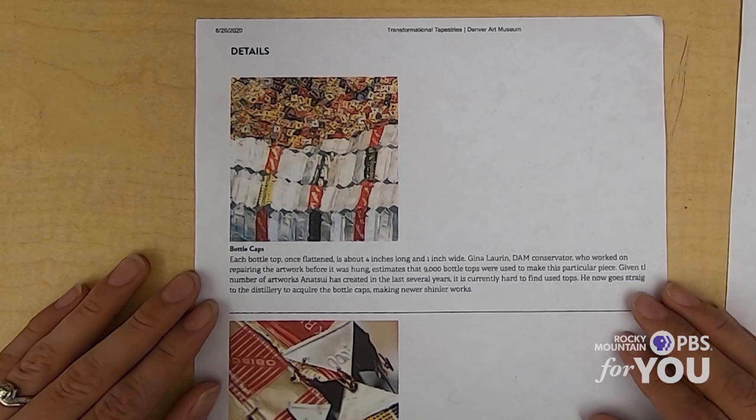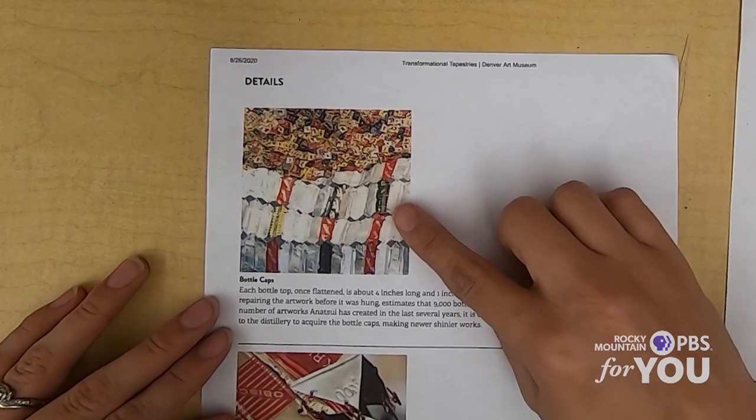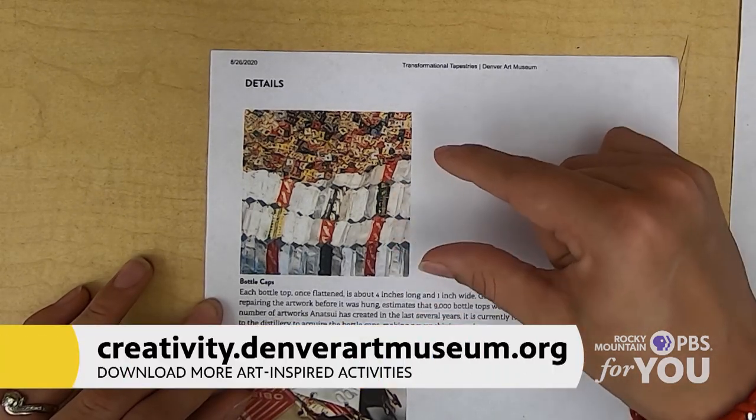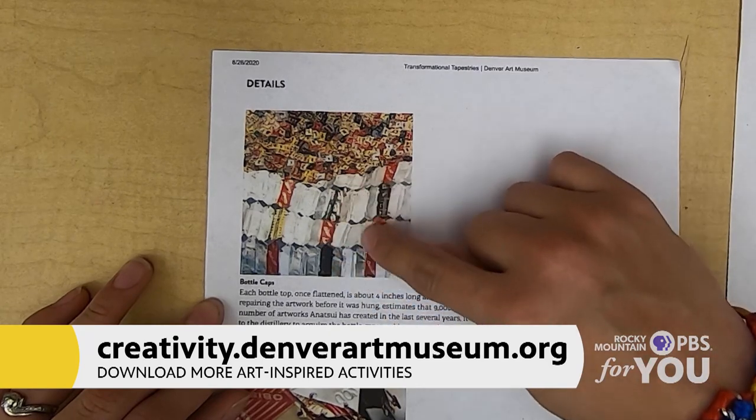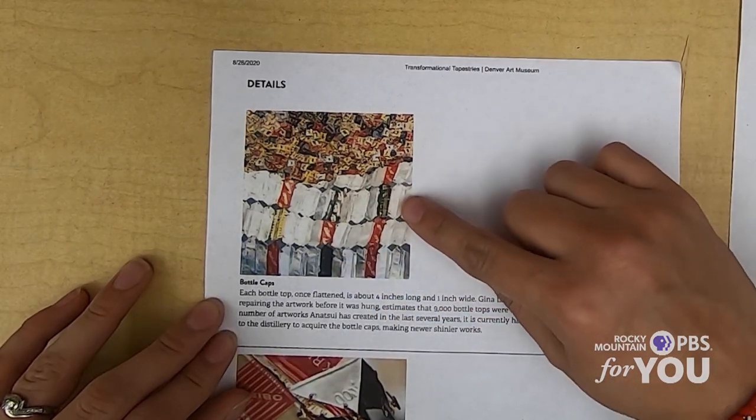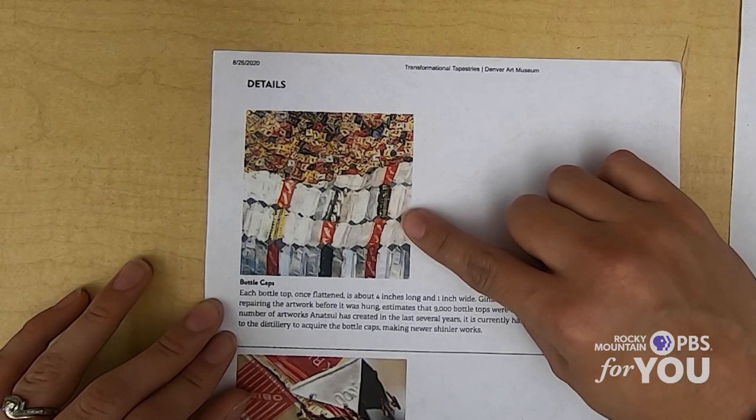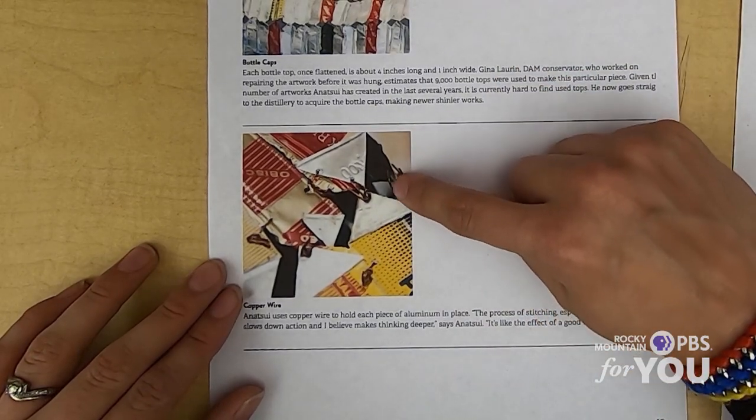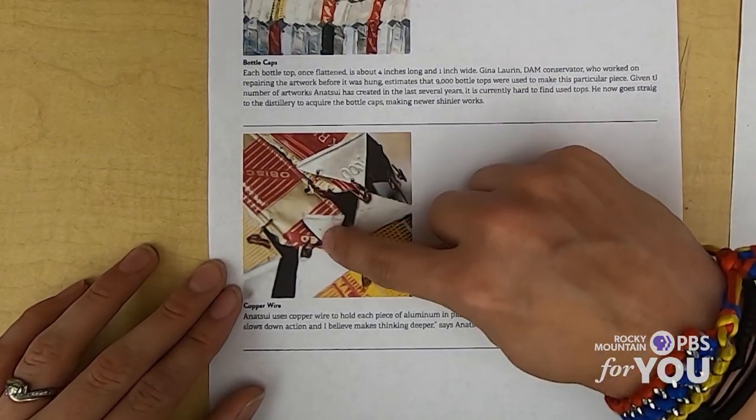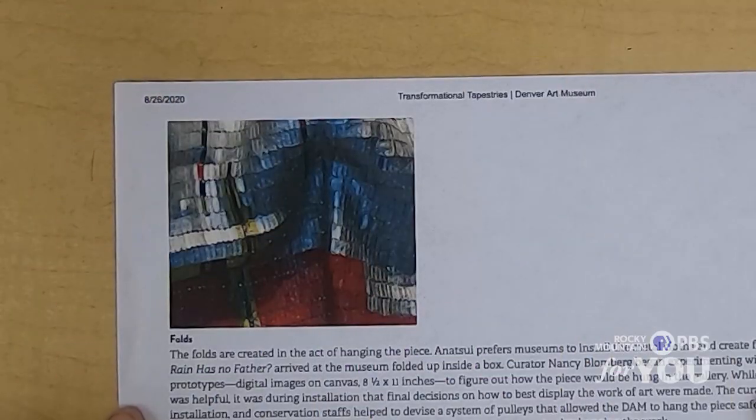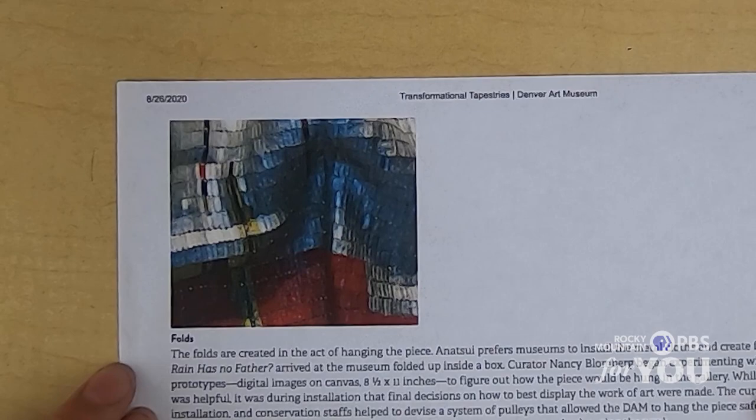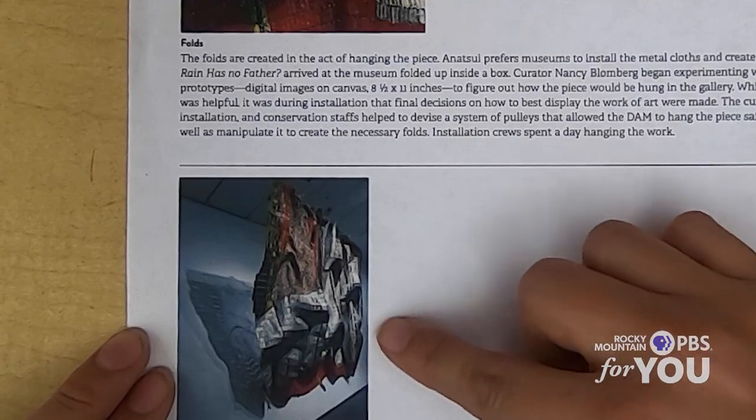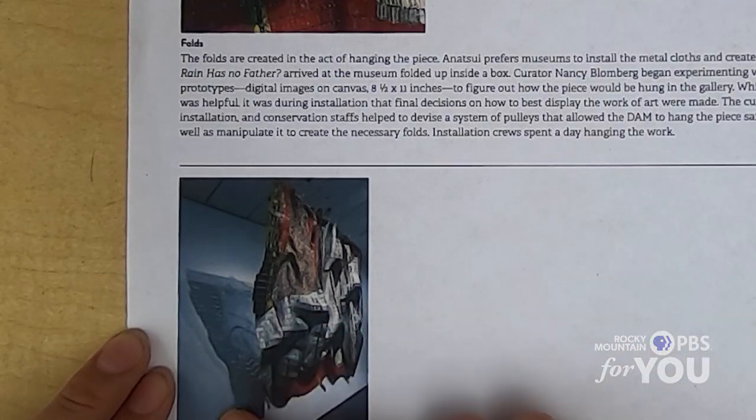Let's look closer at some of the materials he used. One of the materials he used was bottle caps. When they were flattened, they were about 4 inches long and 1 inch wide. There are a bunch of bottle caps that he used. It's estimated that he used 9,000 bottle caps in this creation. Another thing he used was copper wire. The copper wire he used to sew the pieces of metal together. Even though this creation was made with metal, it was created so that it could be folded just like fabric. Light passes through, creating a shadow on the wall.